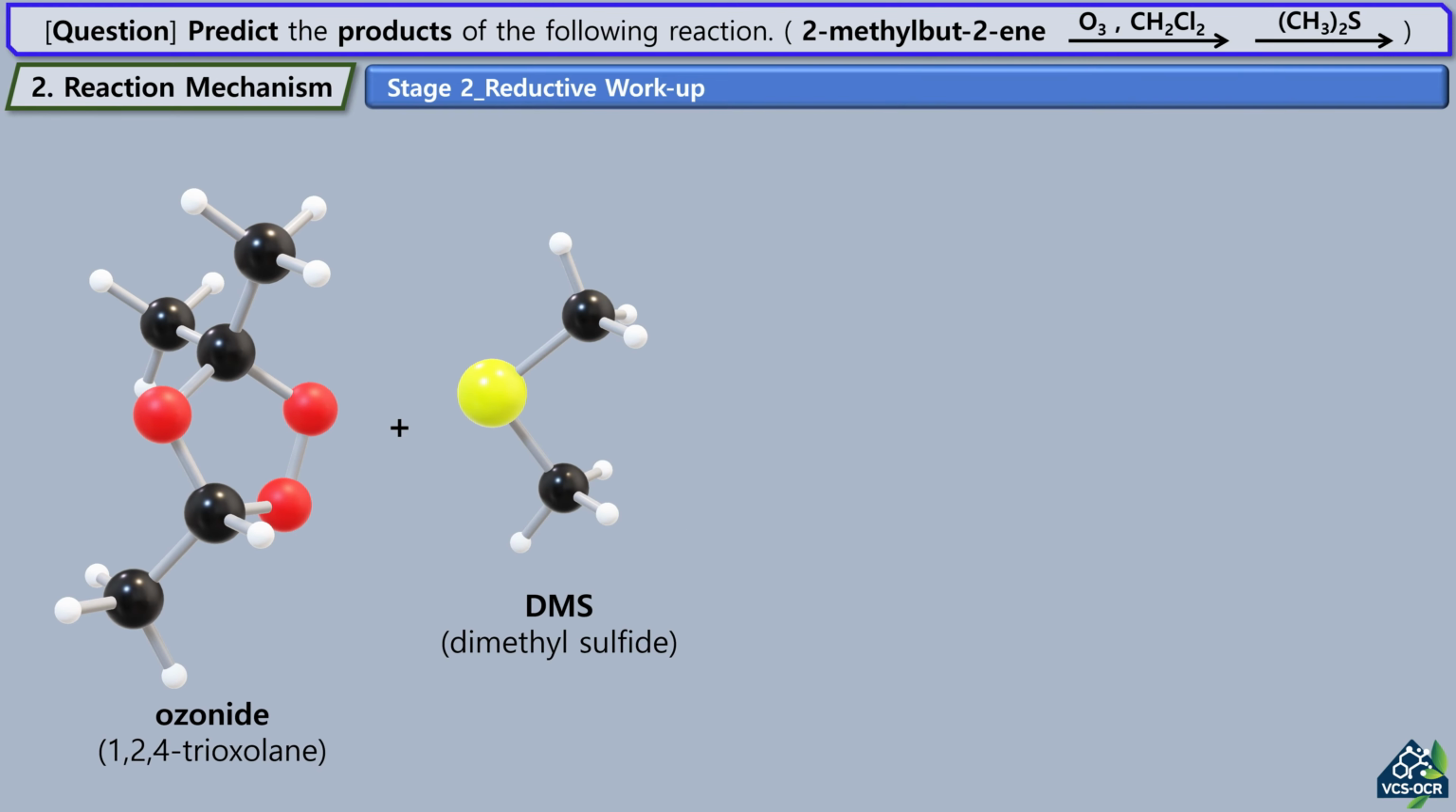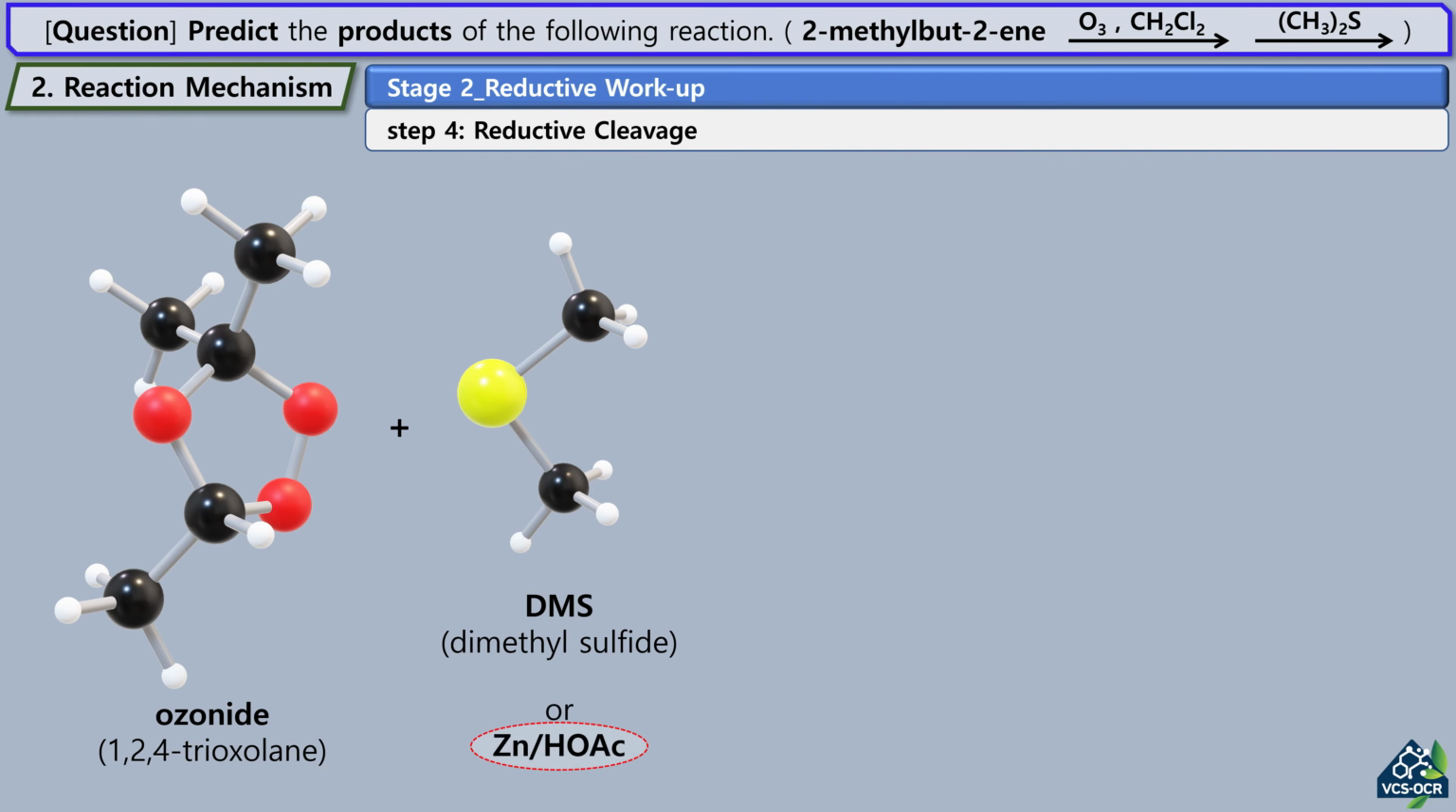Stage 2. Reductive workup. The ozonide intermediate must be cleaved safely to yield the final, stable carbonyl products. This is achieved by adding a reducing agent. Step 4. Reductive cleavage. The reaction mixture is treated with a reducing agent, such as dimethyl sulfide, or a mixture of zinc and acetic acid.